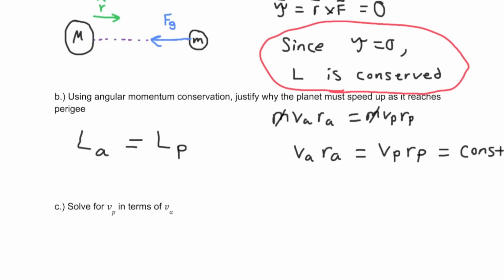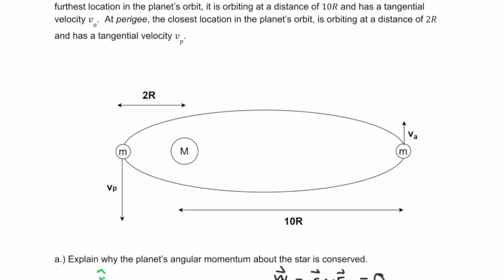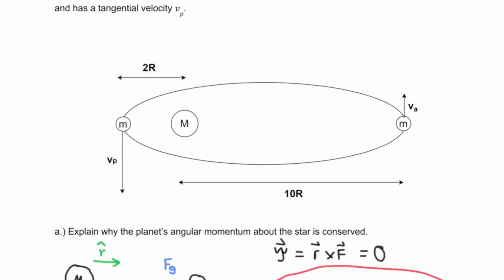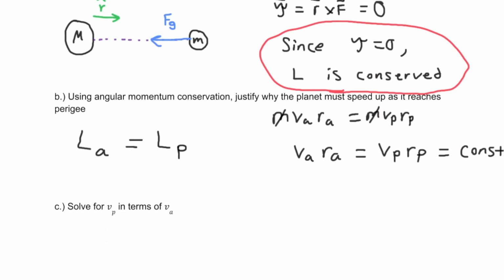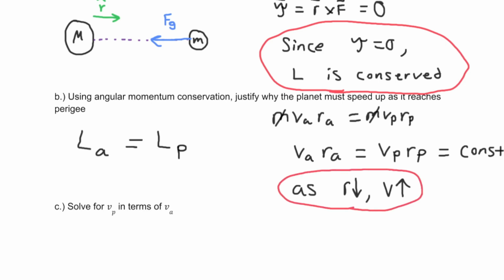So, why must it speed up as it reaches perigee? Well, as we reach perigee, we get closer. So if R is decreasing, that means V must increase. So as R decreases, V must increase because R times V is a constant.